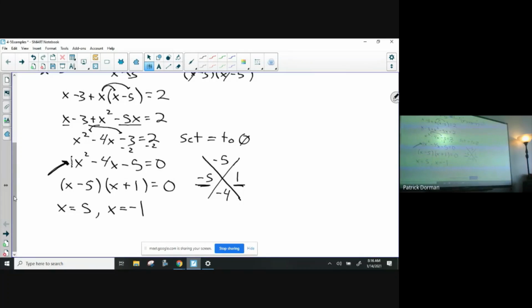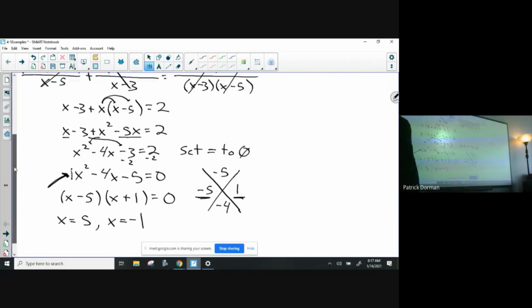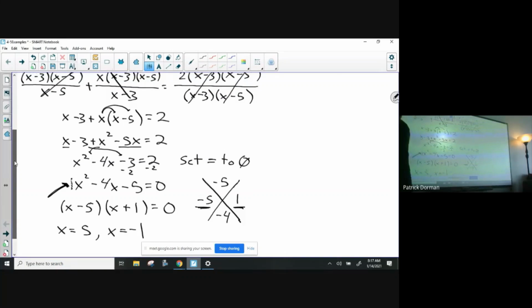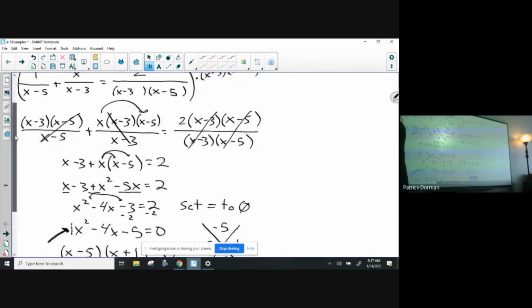But we have to be careful, because remember, I told you that it's possible that these solutions don't work. It's possible that when I plug them back into my original equation, I wind up dividing by 0, which is just not allowed. Mr. Dorman?